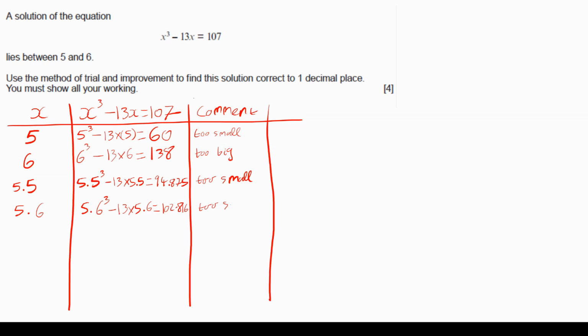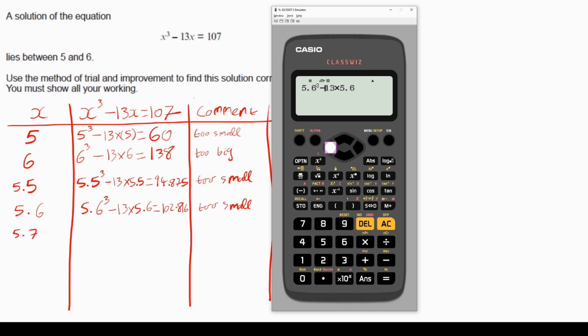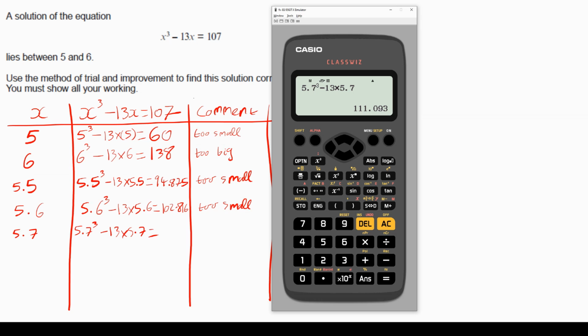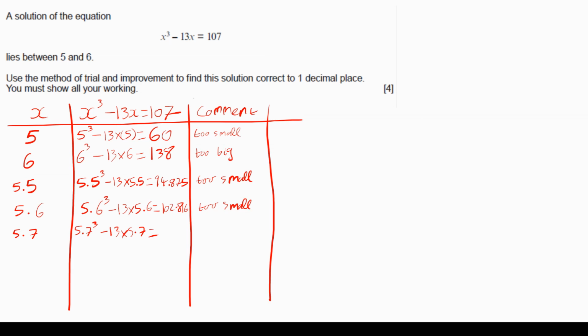So logically, we would try 5.7. So if we try x equals 5.7, if we substitute that in, we get 111.093. So I'm just going to put the workings in. 5.7 cubed, take away 13 times 5.7, 111.093. Now that is greater than 107, so that is actually too big.